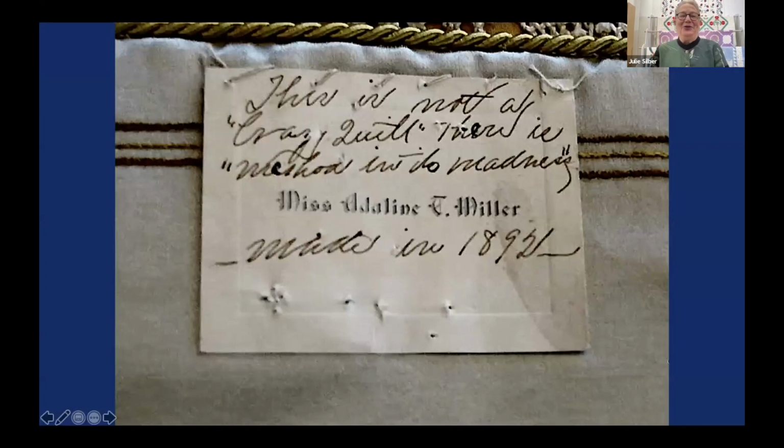And the very last, this is a calling card that was attached by thread to the back of a crazy quilt. And in handwriting, Miss Adeline T. Miller wrote, "This is not a crazy quilt. There is method in its madness," made in 1892.